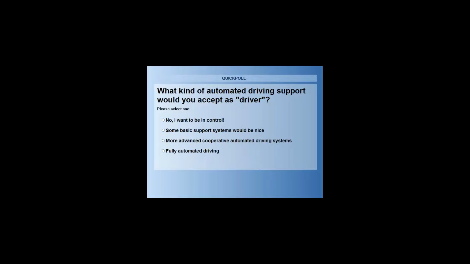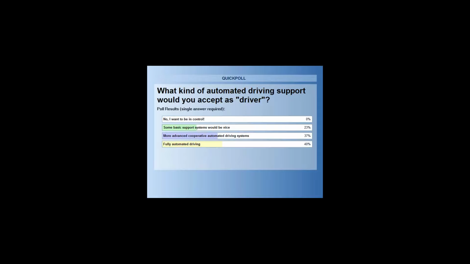We have 92% who have voted, so I think we can close at 95%, and let's see the results. 0% said no, I want to be in control, so some people are convinced here. Some basic support systems would be nice: a quarter of the participants.